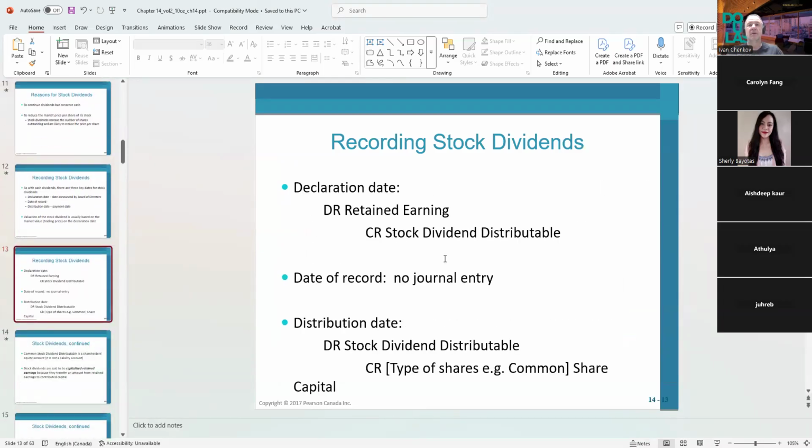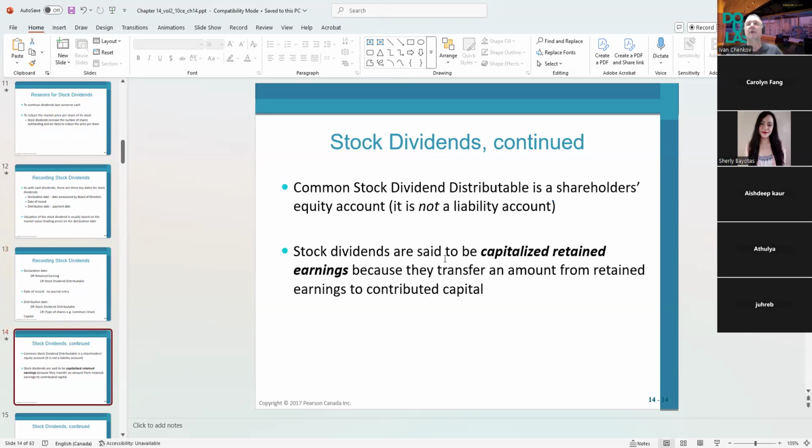The journal entry, we already talked about it. Retained earnings, stock dividend distributable. Date of record, no journal entry. On the distribution date, common stock dividend distributable, common shares. Now, as we already noticed, since the common stock dividend distributable doesn't have payable at the end, it doesn't represent a liability. So this is not a liability account.